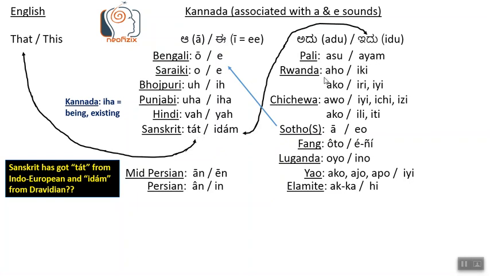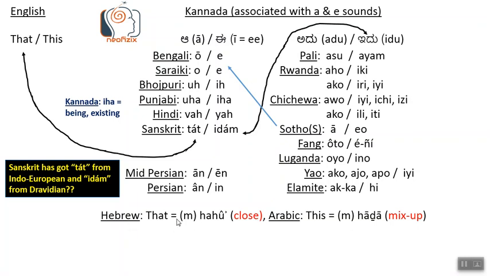In many other languages we find that, for example, in Sotho also we have these a and e sounds for that and this. And there are many other African languages, Rwanda for example, aho and iki, or the Luganda language, oyo and ino. And even in Elamite we find that adu, or that, is getting translated as akka, and idu, or this, is getting translated as he. So they may be all close, except Sanskrit and Pali. Most of the other languages listed here have the same sounding words, a and e, close to that.